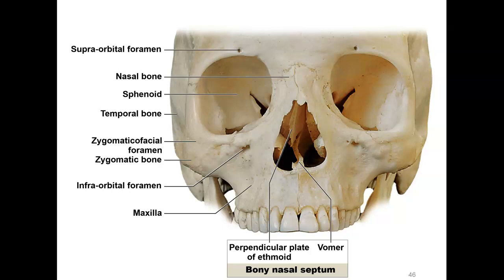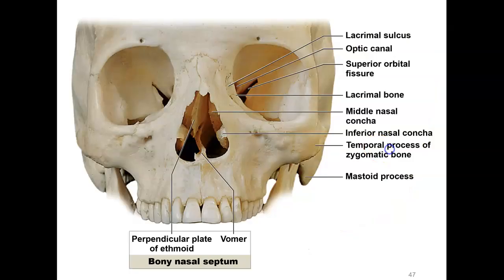And looking in through the center, you see that perpendicular plate of the ethmoid bone and the vomer, and they're coming together to make the bony nasal septum. So the septum is technically made of two bones.